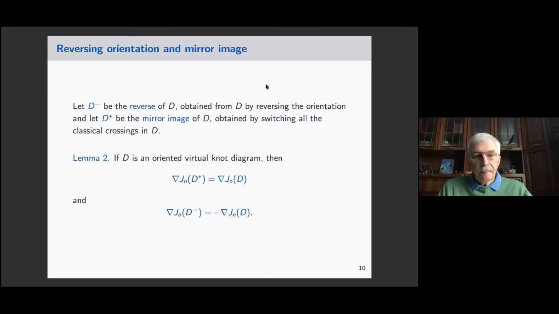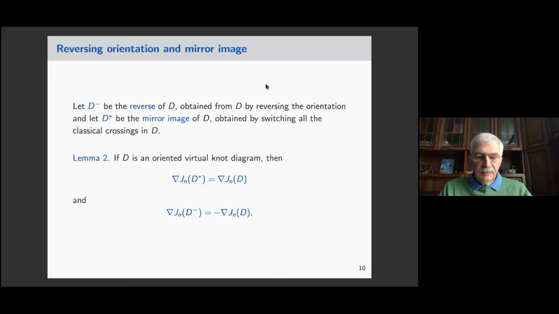relate the diagram to another one. For a diagram D, we can see the diagram D minus, which means you just reverse the orientation. So we always consider oriented virtual knot diagrams, so we can change the orientation. Its diagram will be denoted by D minus. And also for a given diagram D, we consider its mirror image denoted by D star. It means that if you have a diagram, you just switch all classical crossings to the opposite.